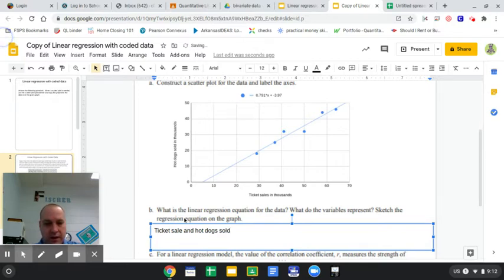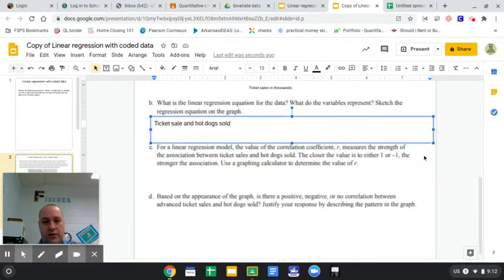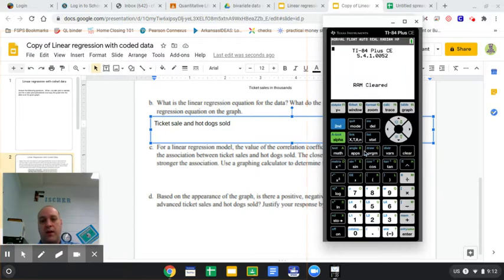All right, sketch the regression equation of the line. We did that. All right, so the next question says, for a linear regression model, the value of the correlation coefficient R measures the strength of the association between ticket sales and hot dogs sold. The closer the value is to 1 or -1, the stronger the association. So now I've got to use my graphing calculator and do what I did on the last lesson.